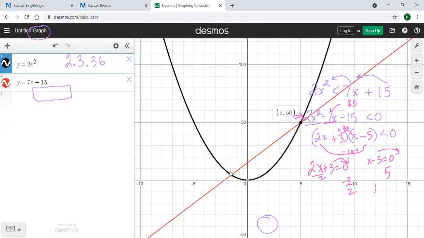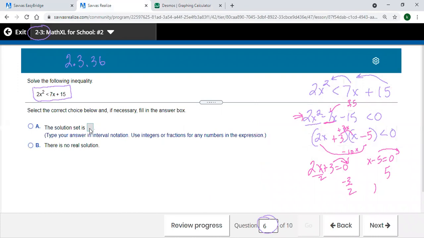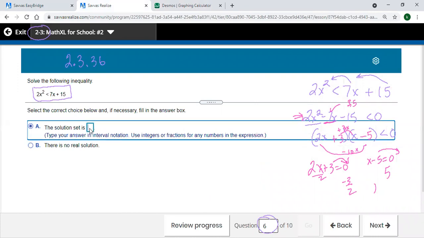So where is the parabola less or below the red line? Definitely between those 2 points. So when you look at that, let's go back and put it in. So our correct answer would be between, and there was no equal to, so it doesn't include the endpoints.